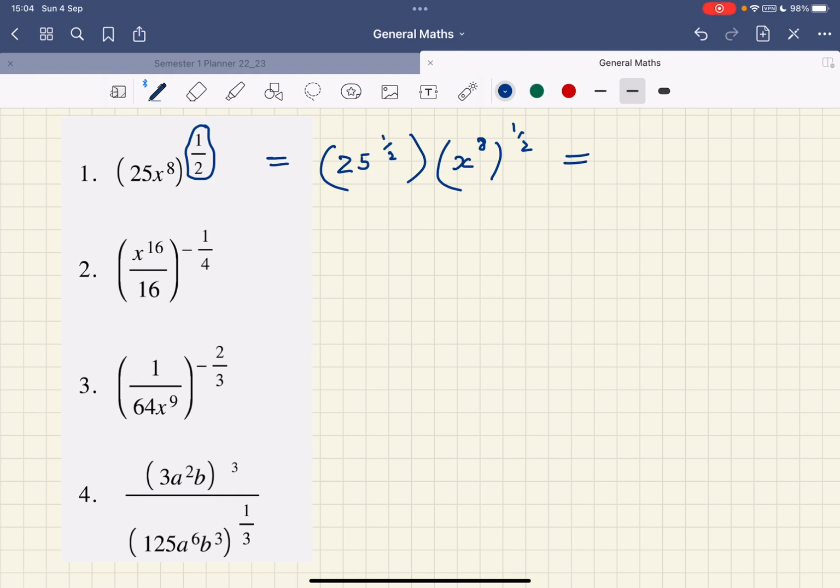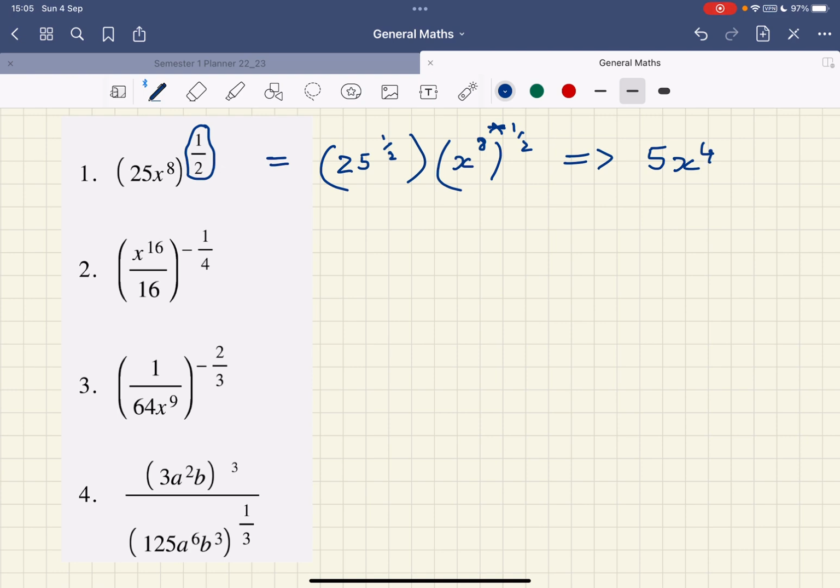Now 25 to the power of a half is 5, because I'm looking for the square root. And x to the power of 8, these two powers, they get multiplied together. So it gives me x to the power of 4.